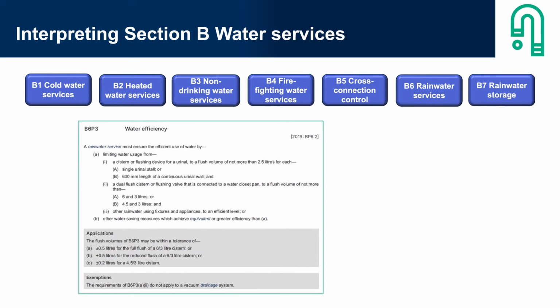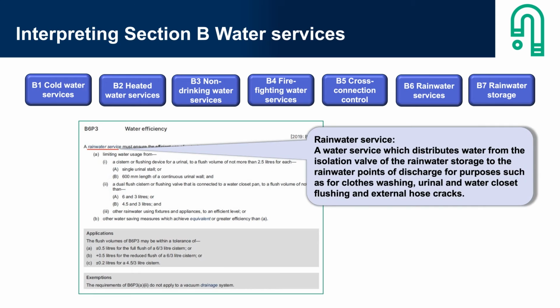B6. Rainwater services. Rainwater service. A water service which distributes water from the isolation valve of the rainwater storage to the rainwater points of discharge for purposes such as clothes washing, urinal and water closet flushing, and external hose cocks.